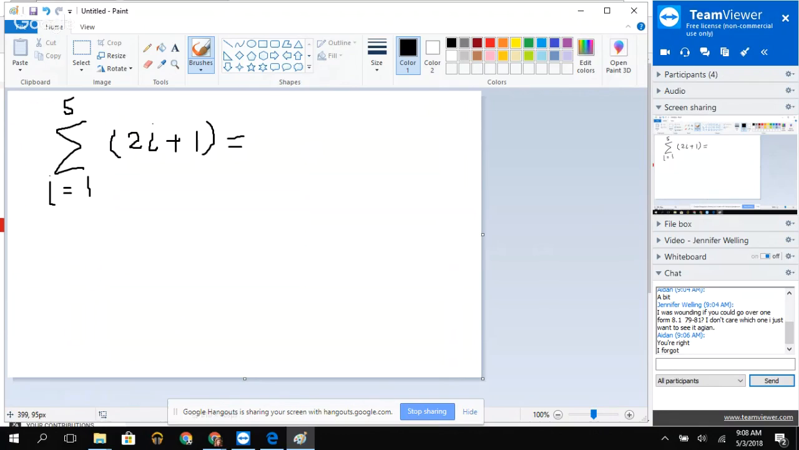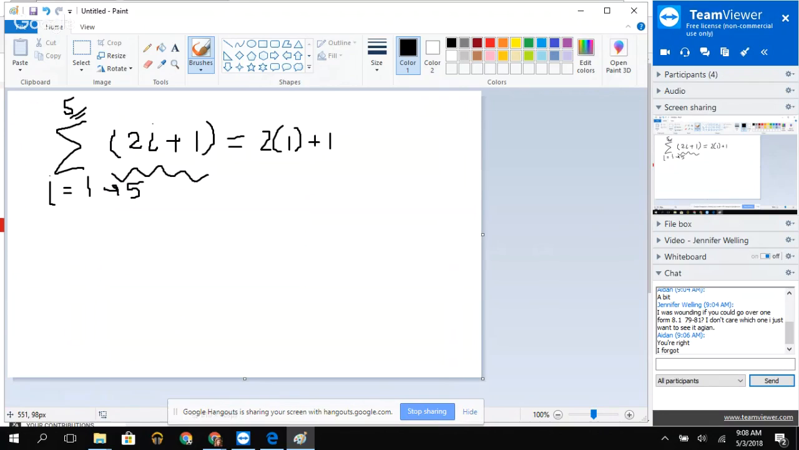Okay. So if I want to find the sum without a calculator, what I'm going to do is literally evaluate what this evaluates to when i equals 1 all the way up to 5, and I get the 5 from my top. So I'm going to do 2 times 1 plus 1.